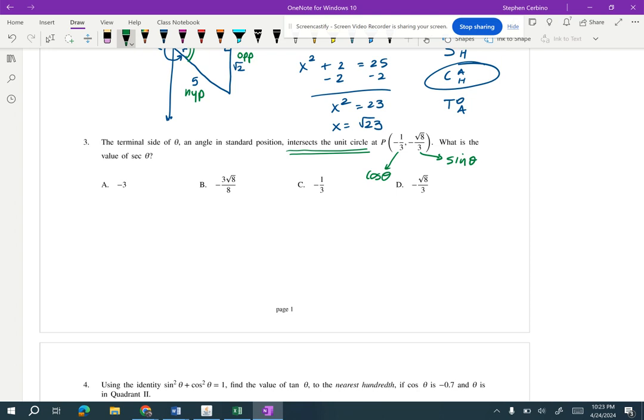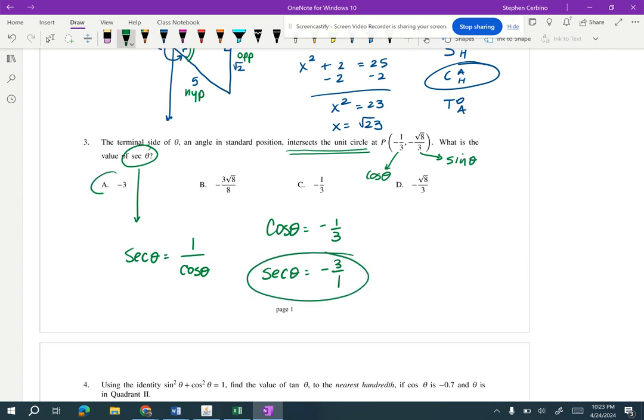Now, knowing that's important, because if I want to find secant, we have to remember that the secant of theta is equal to 1 over the cosine of theta, or the reciprocal of cosine. So if we know that the cosine of theta is equal to negative 1 over 3, that means the secant of theta is going to be negative 3 over 1, the reciprocal. So this answer is just negative 3.